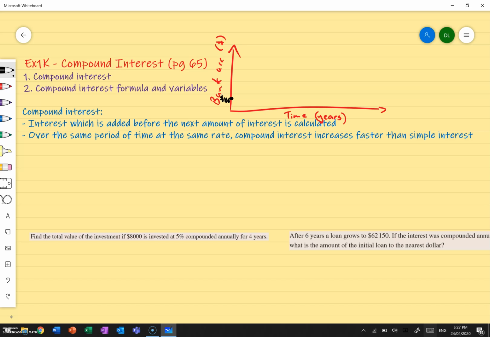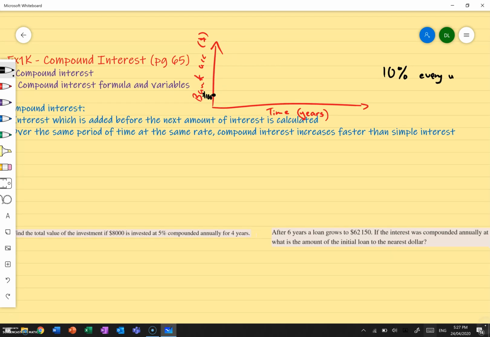Now, let's say I'm talking simple interest. So if it's, for example, 10% every year, I'm increasing by $10 every year. So let's say it increases like that. Actually, let's draw it a bit straighter. There we go. That's my simple interest, right? I'm increasing by the same amount every single time.